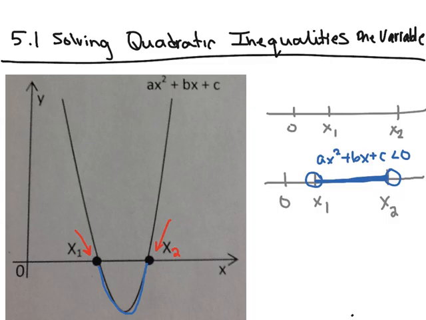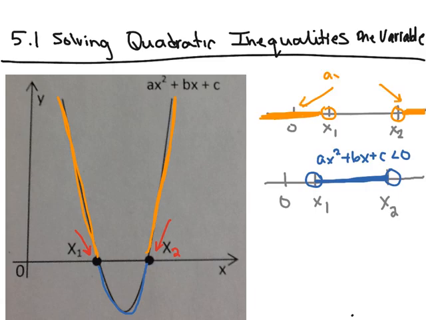If we do it again, now we want to know all of our values that are greater than, so we want everything that's above. So all of this is positive numbers on our graph. So we know that not including x1 and x2, it's everything on the outside. So these values would be ax squared plus bx plus c is greater than 0.